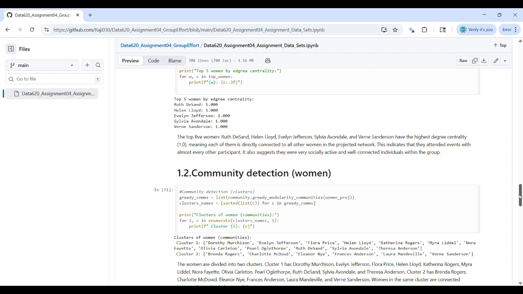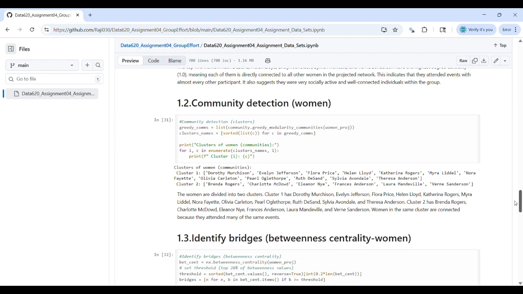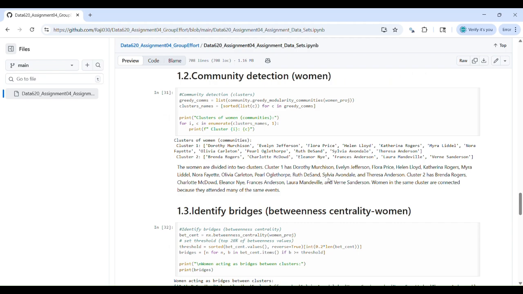And then we detected the community for the women, and we identified two clusters of women. In cluster one, we have 12 women, and in cluster two we have six women. So basically here the women are divided into two clusters.